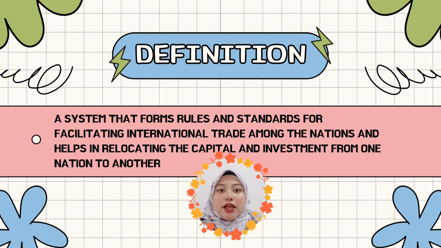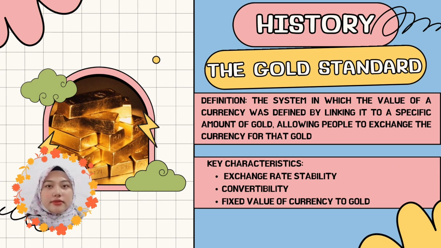For example, if a company from the US wants to invest in a business in Malaysia, this system ensures that there are rules and agreements in place to protect the investment and make the process smooth. So, at its core, this system aims to make global trade more predictable, stable, and secure, allowing countries to exchange goods, services, and investment with confidence.